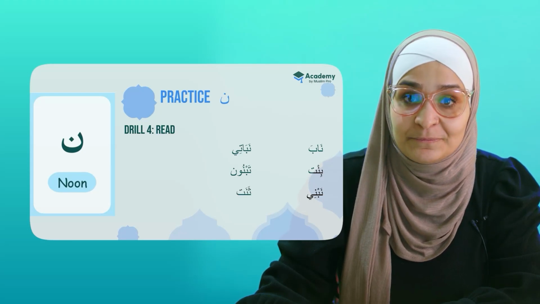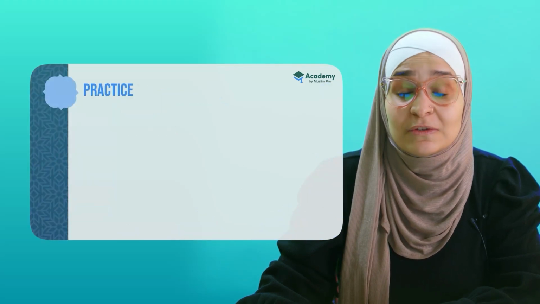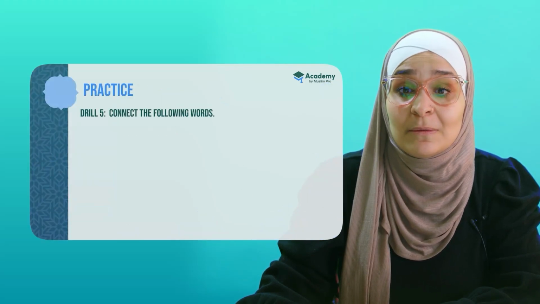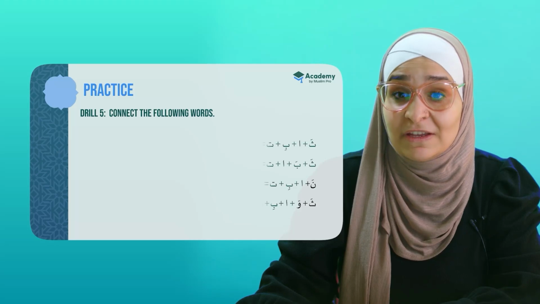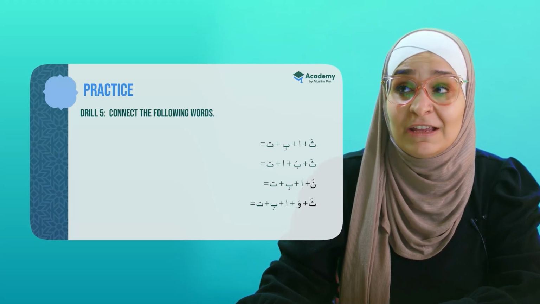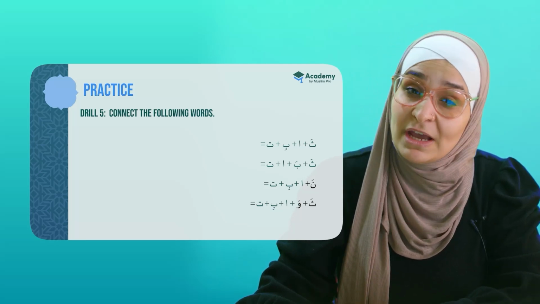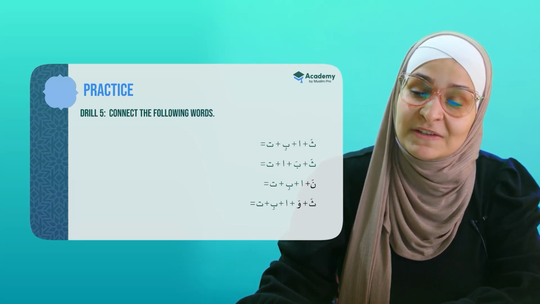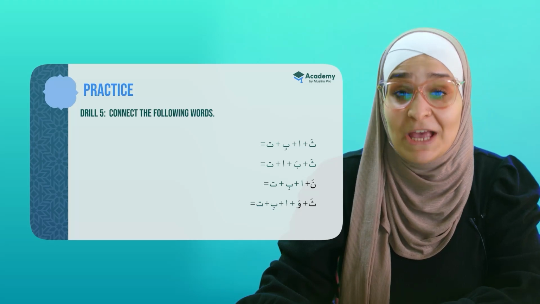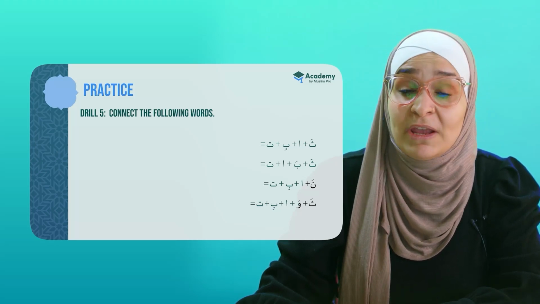Now, let's have some practice. Let's look at the following words. You will have some letters that you need to connect. These are letters written in their independent positions. Remember, when we write in Arabic, we actually connect letters, which basically means that in each one of these words, we have to connect these letters in the right way in order to make a word.